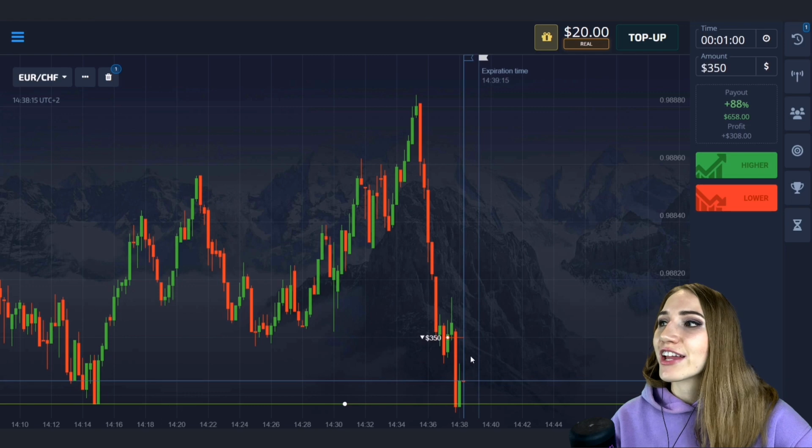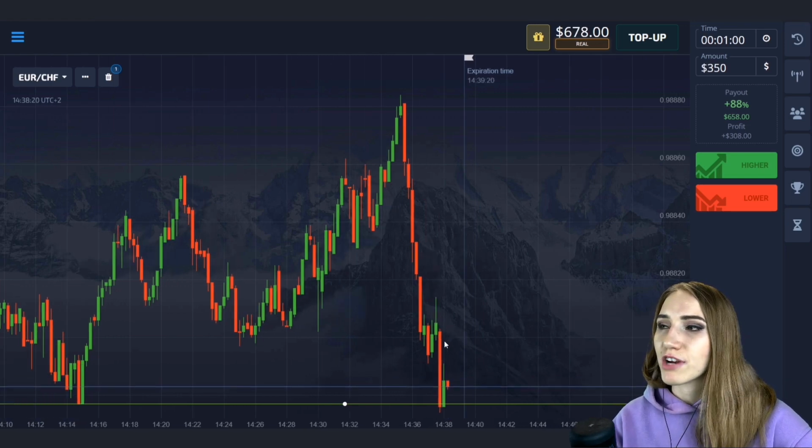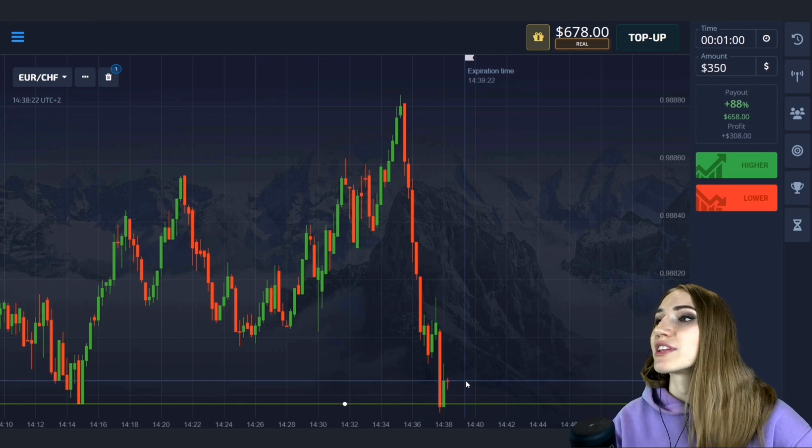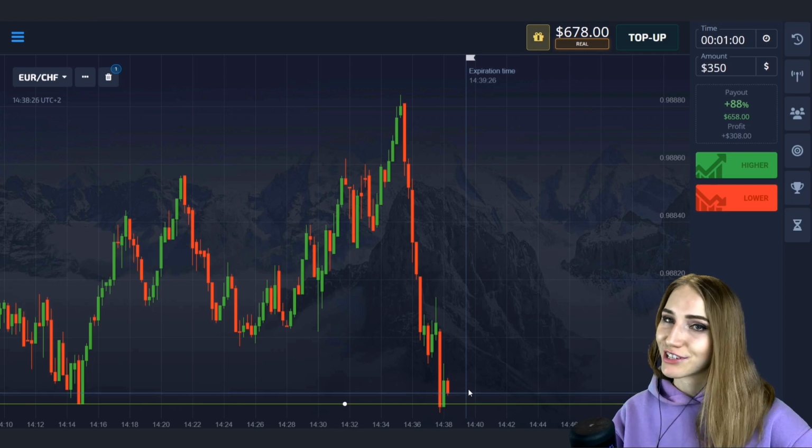So guys, it is very good. As you can see, the price really got to the small retracement zone. There was a rollback upwards, but then the movement continued and we made the profit here. So this pattern really works fine.